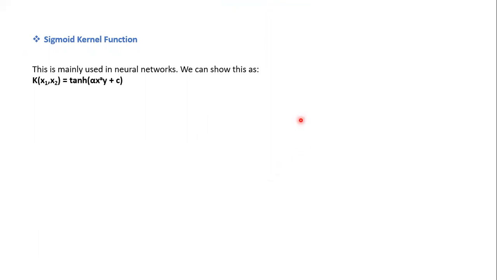So moving on to the sigmoid kernel function. This one is mostly used for neural networks, and this is the equation: K of x1, x2 is equal to tanh. This is the function which we will be using for neural networks.